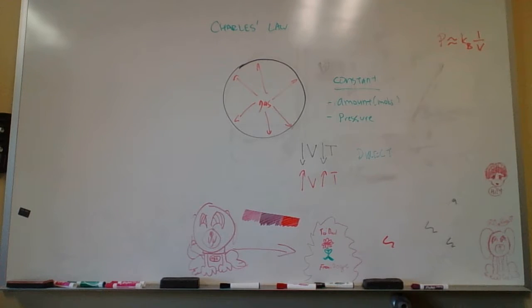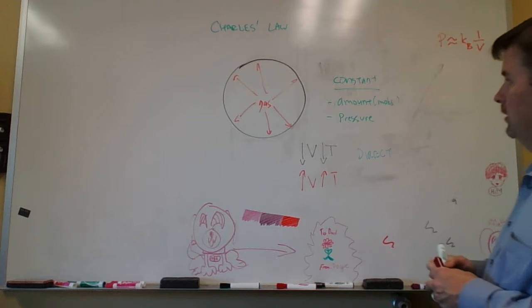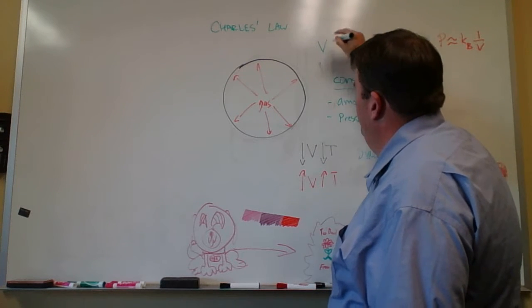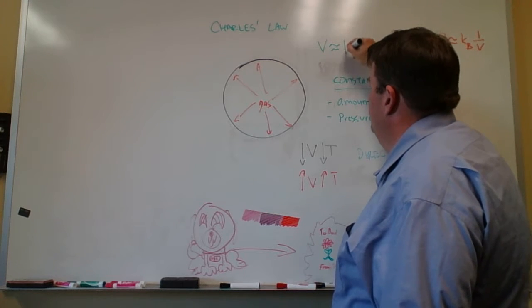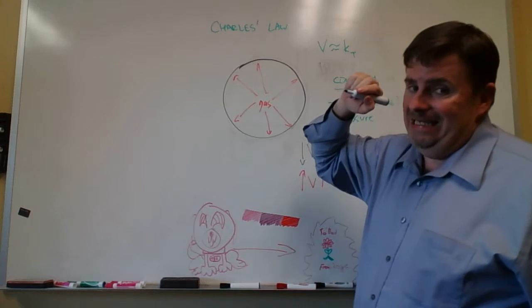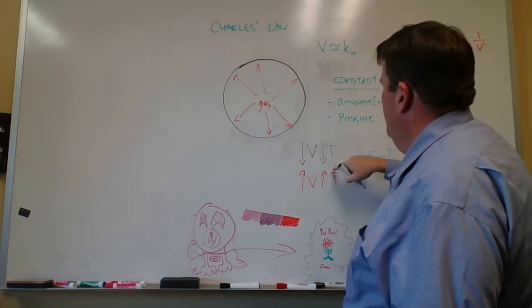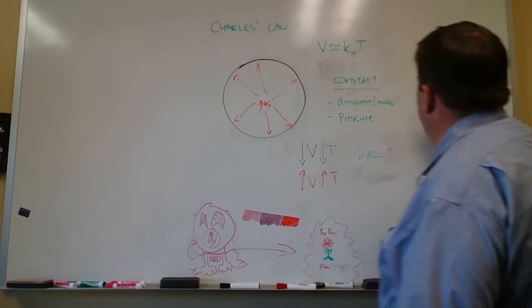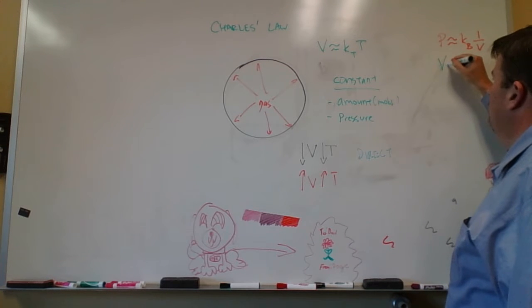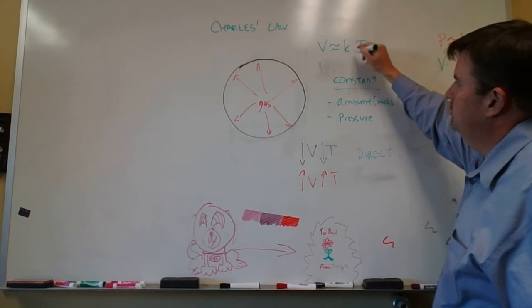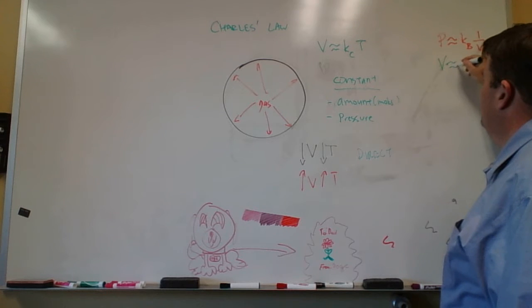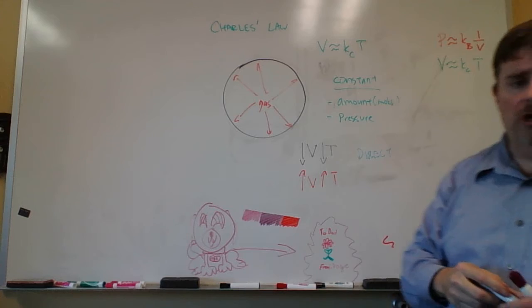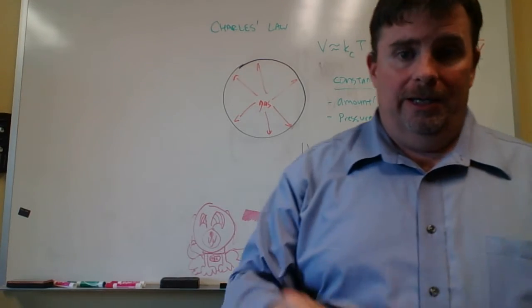So Charles's law, since this is a direct relationship, we can say that V is proportional to KT. And as far as temperature goes, it's going to be direct. So I'll write this over here. Charles's law, I'm going to call this Kc. That's Charles's law: V is proportional to Kc times T. There's one more law that we're going to address here. That comes up next.